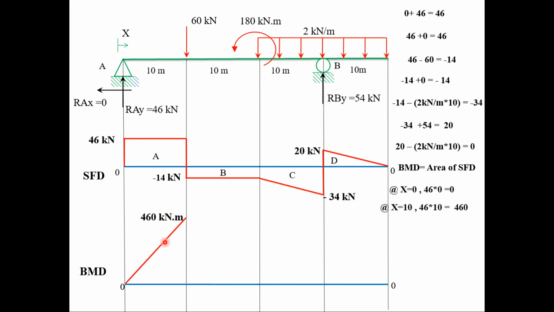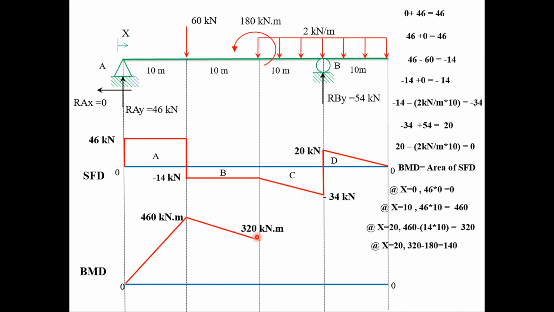At x equals 20 meter, it will be area of region A plus area of region B. But notice that area of region B is negative. So area of region B is minus 14 times 10, it will be negative 140. Subtract that from 460, we'll have 320 kilonewton meter. Still, the bending moment line is a straight line since shear force distribution is constant. At x equals 20, we have also another variable, which is a moment of 180 kilonewton meter. So due to this 180 kilonewton meter, the bending moment will be 320 minus 180, we have 140 kilonewton meter.